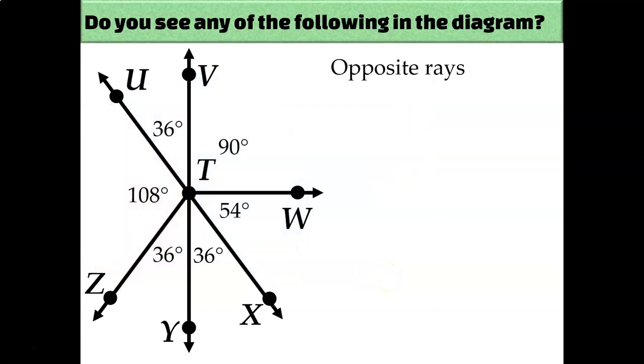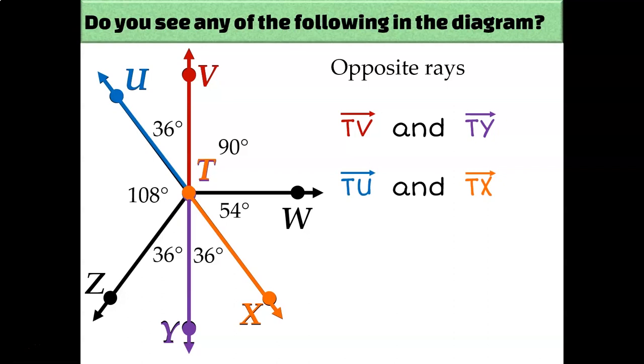I see 2 pairs of opposite rays in this diagram. I see ray TV and ray TY. They both share endpoint T, but one heads up towards V and the other one heads down towards Y, so that makes them opposites. I also see ray TU and ray TX. They're another pair of opposite rays in this diagram. Again, they share endpoint T, but one heads off towards U, the other one heads off towards point X. Those 3 points are collinear, so that means that they are opposite rays.